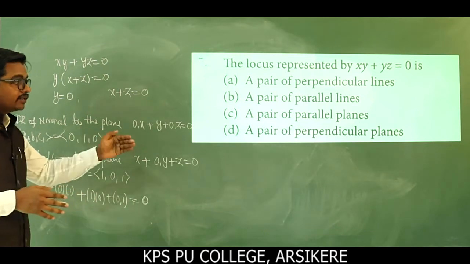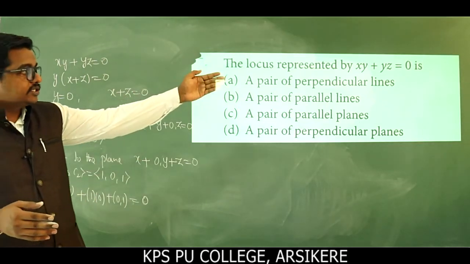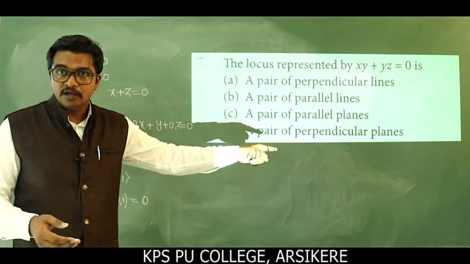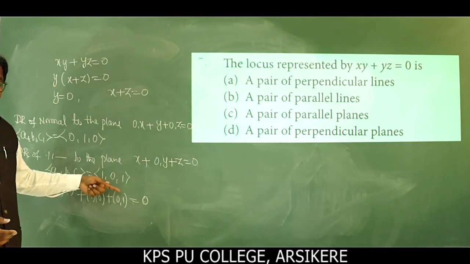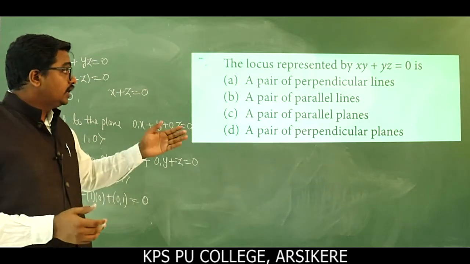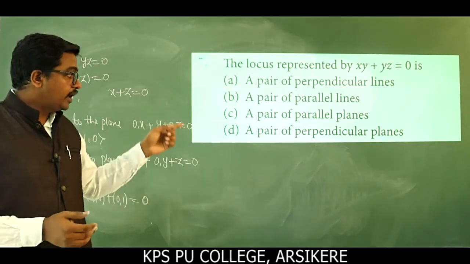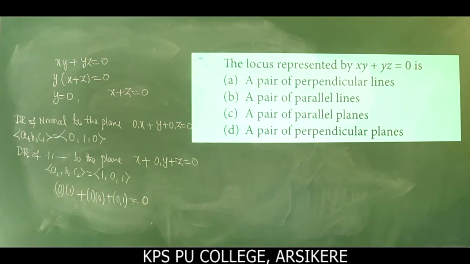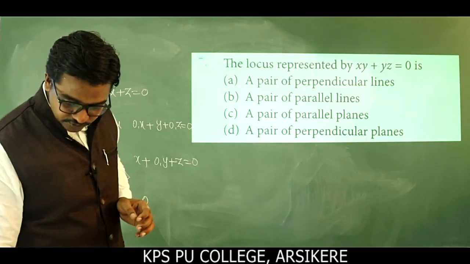Hence, what do they represent? The equation xy plus yz is equal to 0 represents a pair of perpendicular planes. Because these two are perpendicular, right? The planes y is equal to 0 and x plus z is equal to 0 are perpendicular to each other, meaning the equation xy plus yz represents a pair of perpendicular planes. Take a pause and note. Next chapter, we are moving to the next question.